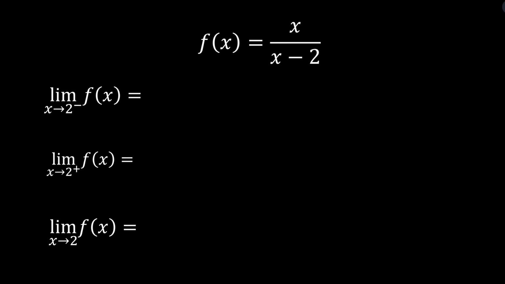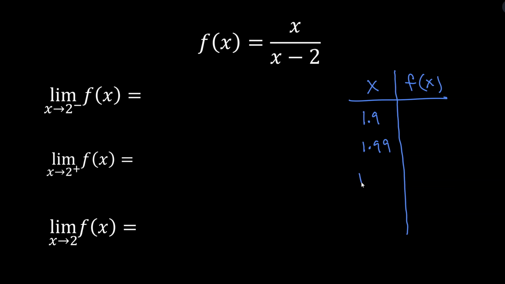One way to do it is to make a table, and I like this way because it works pretty consistently. It's kind of hard to make mistakes doing this or conceptual errors. So we can plug stuff in getting closer to 2 from the left. So I can plug in like 1.9. I could plug in 1.99, and then I could go one more, 1.999. I may not even need this, but I'm going to write it out just in case. So what happens when I plug in 1.9? In the numerator, I just get 1.9. In the denominator, I get 1.9 minus 2, which is negative 0.1.